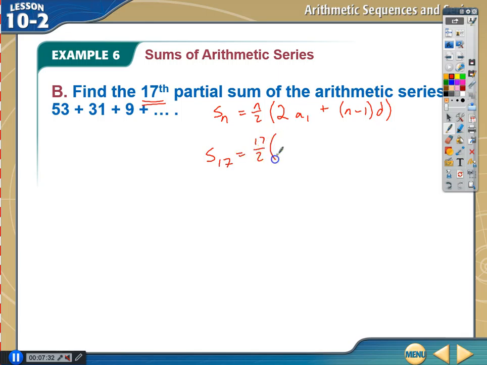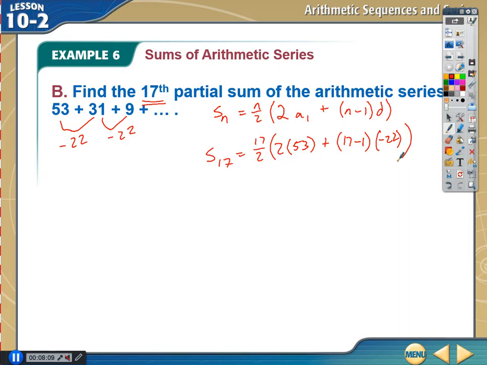17 over 2. I just start plugging in. What's my first term? First term of the series, boom, 53. I got that. 2 times 53 plus n minus 1, 17 minus 1, times d, my common difference. Well, what's the common difference between here and here? I'm losing 22. So the common difference is negative 22.